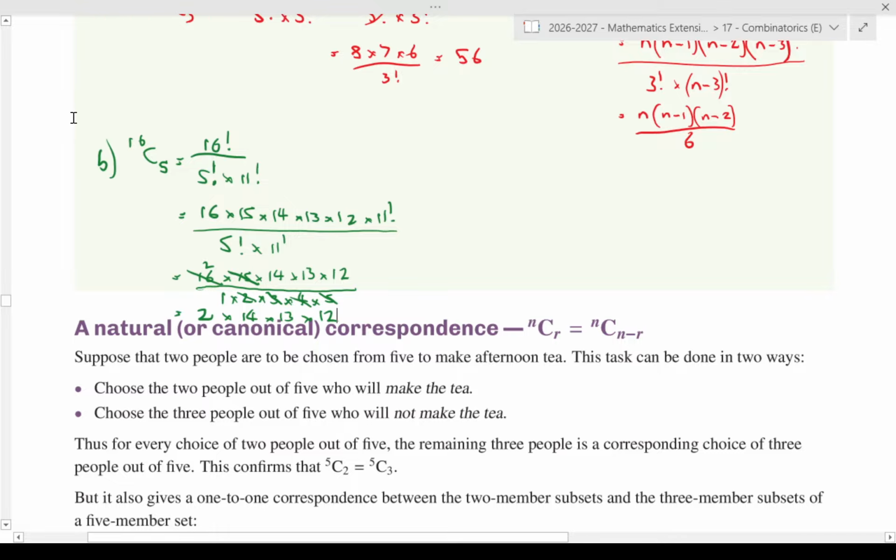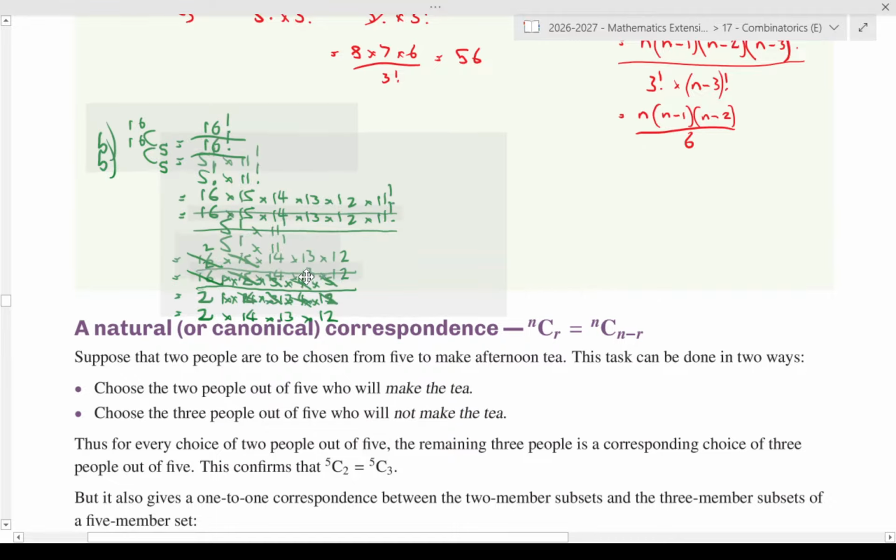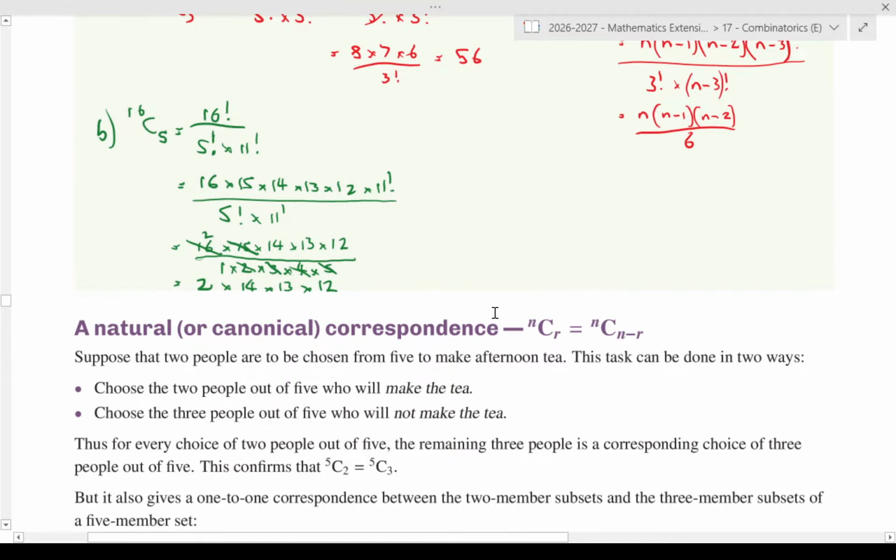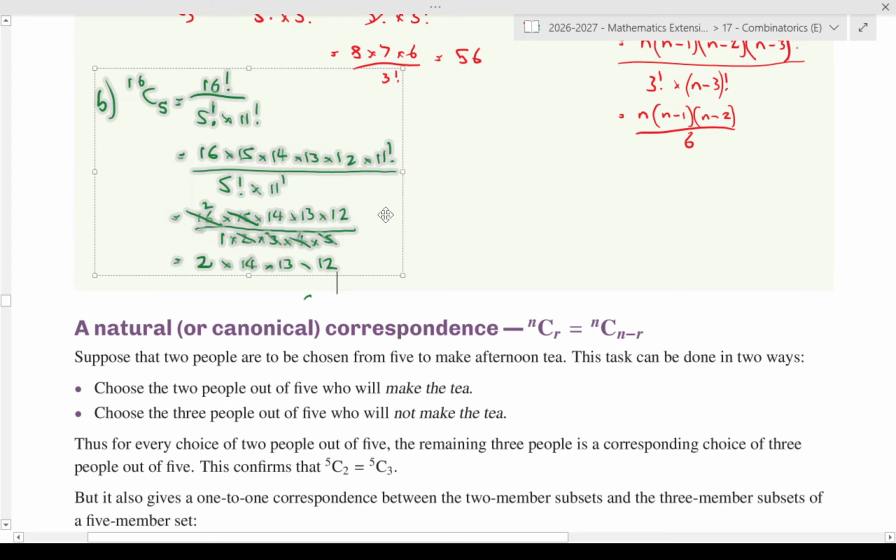I might move all that up a bit because it's going to be hard to read down there. So by simplifying that fraction, I got down to 2 times 14 times 13 times 12. Now, it does say to do it as primes. So if you look at that, have I got primes? No, because 12 is not a prime. Well, how else can 12 be written?